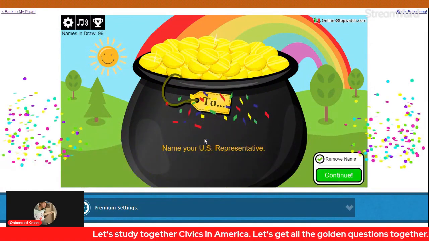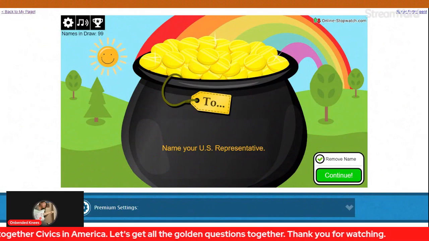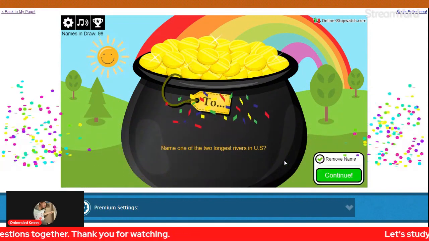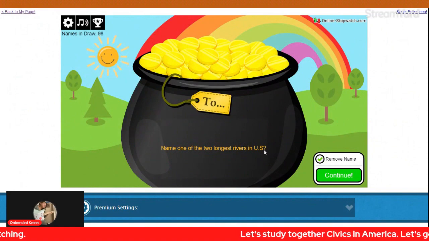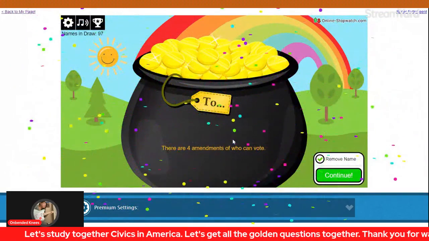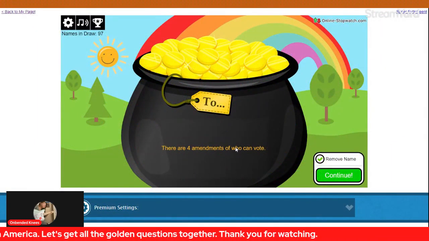Next, representative. So it's up to you. Where is your U.S. representative? Next, the longest rivers in the United States. Mississippi River. That's my first answer. Four amendments of who can vote. Describe one. 18 and older.